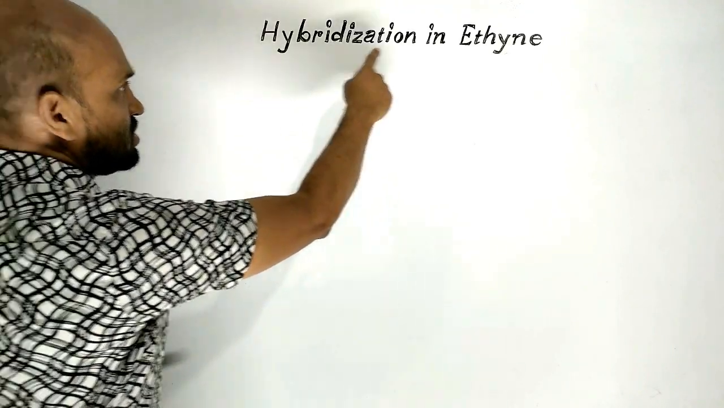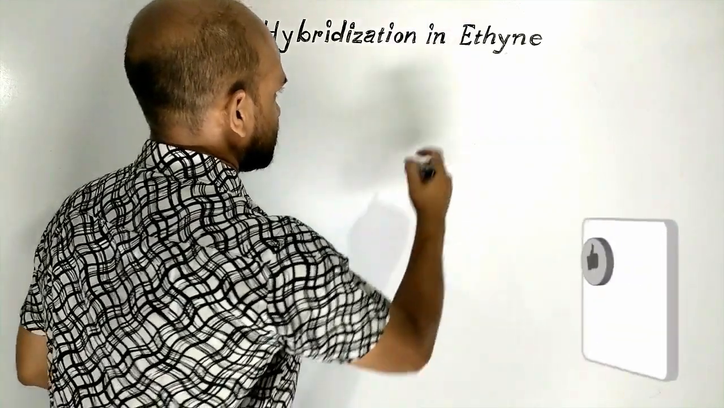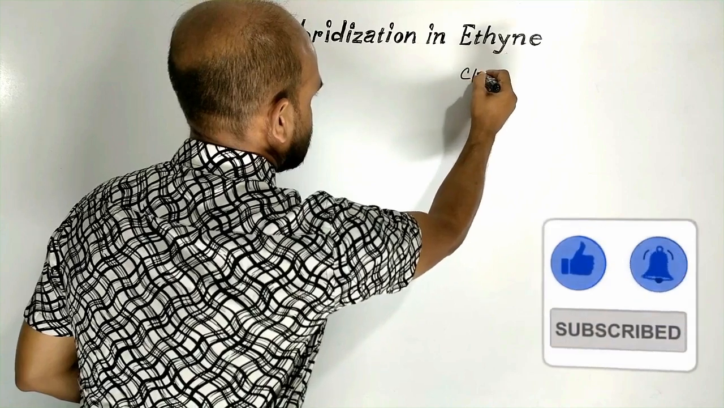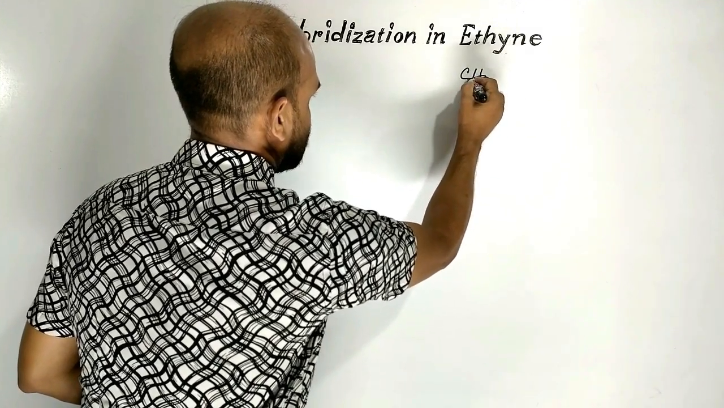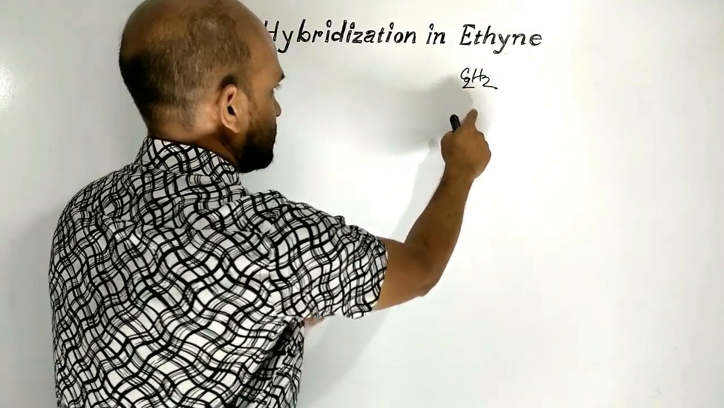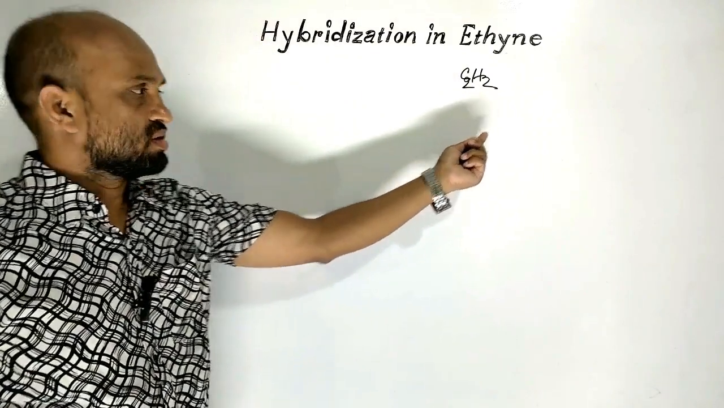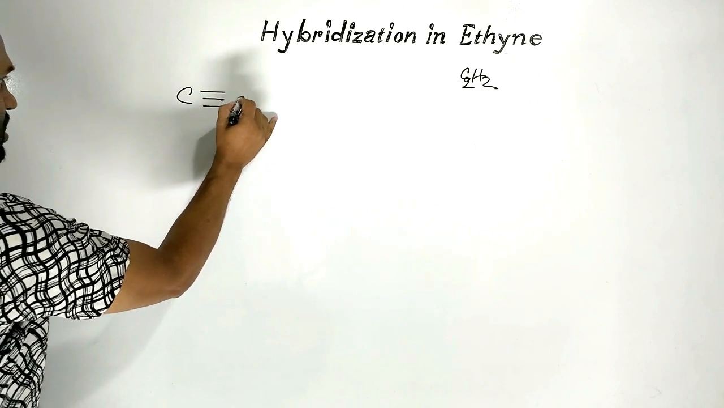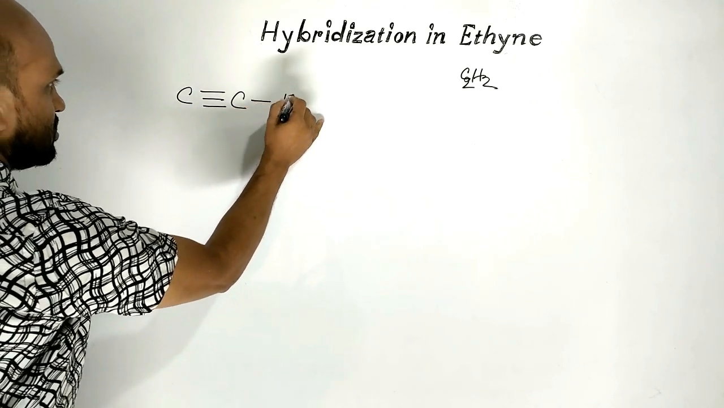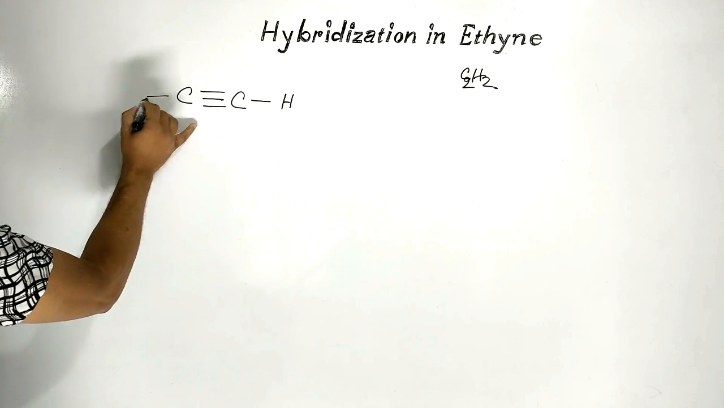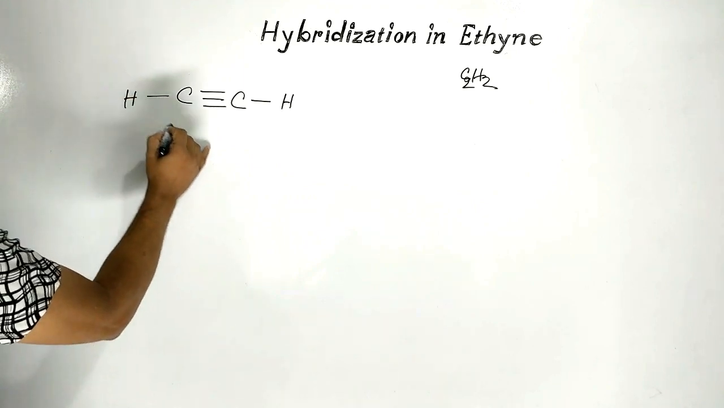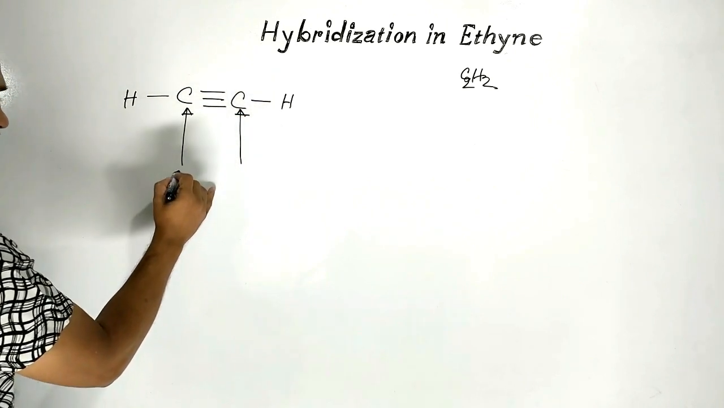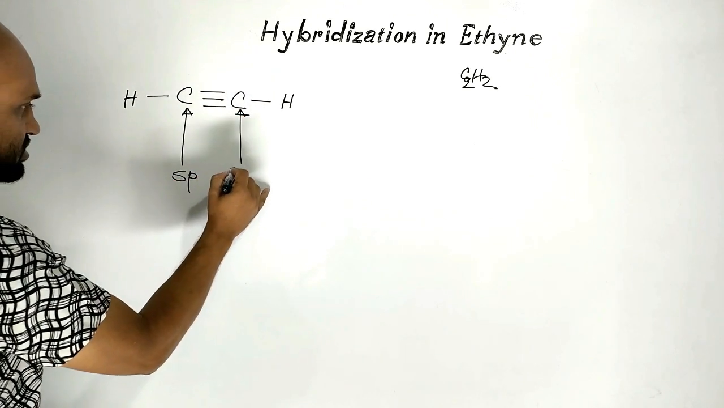Hybridization of carbon in ethyne. Let us write the molecular formula of ethyne. C2H2, ethyne. The structural formula is this: carbon-carbon triple bond, one hydrogen here, one hydrogen here. In this molecule, carbon atoms are sp hybridized.